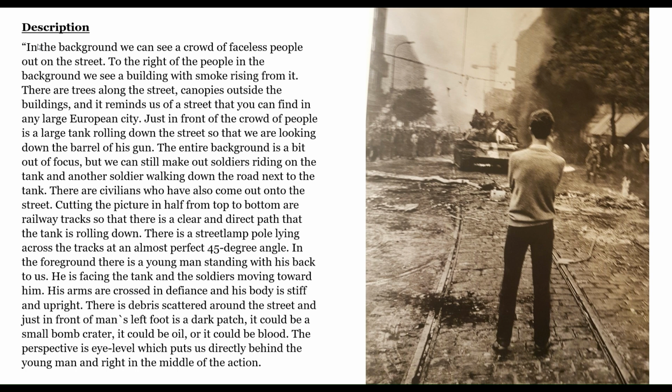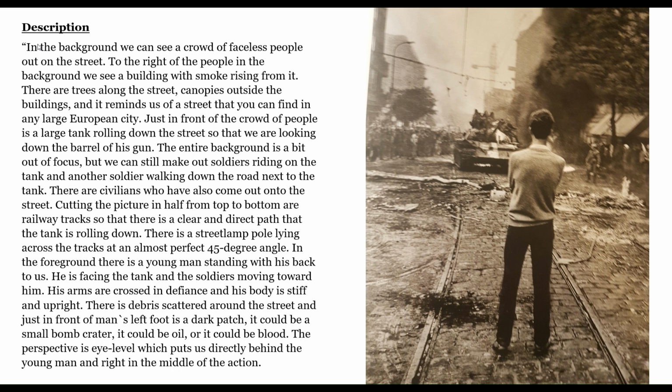There are trees along the street, canopies outside the building, and it reminds us of a street that you can find in any large European city. Just in front of the crowd of people is a large tank rolling down the street, so that we are looking down the barrel of his gun. The entire background is a bit out of focus, but we can still make out soldiers riding on the tank and another soldier walking down the road next to the tank. There are civilians who have also come out onto the street.